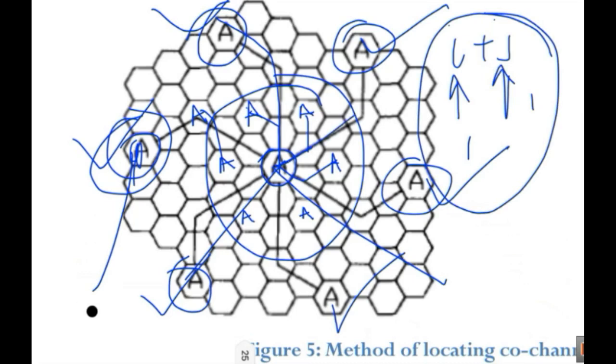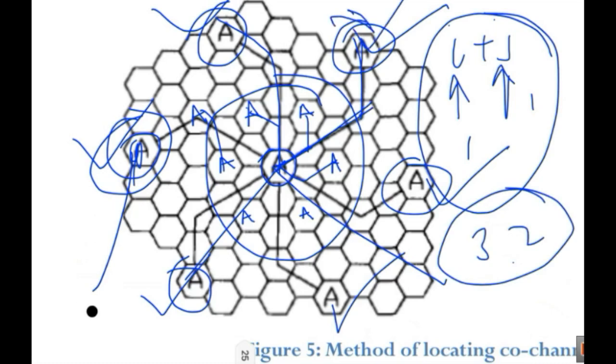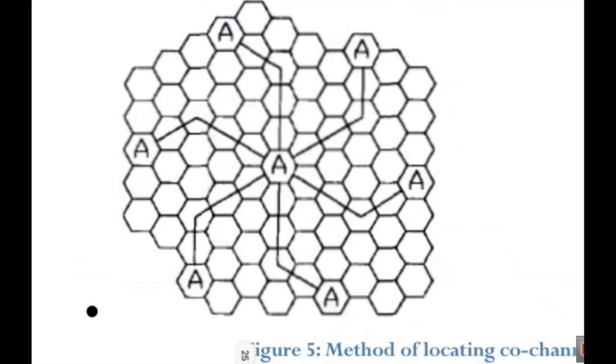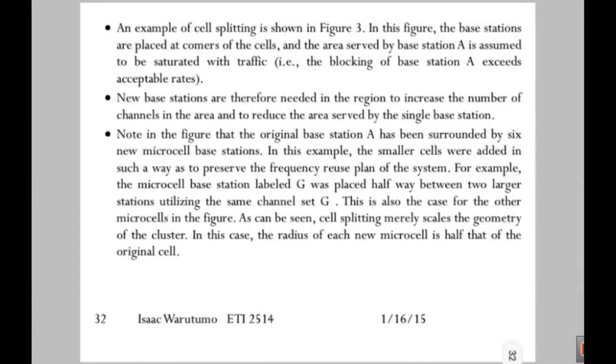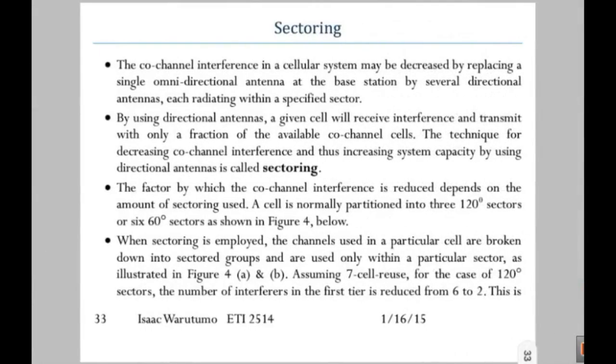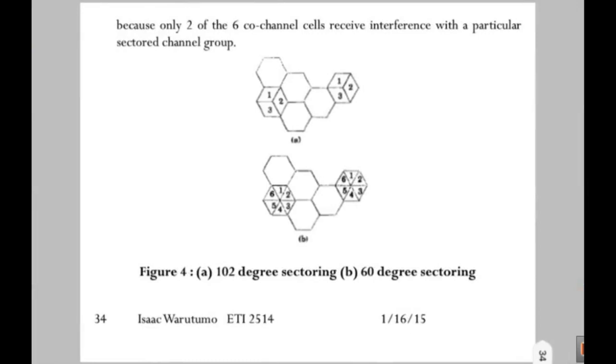But for I is 3 and J is 3, or this means 1 2 3 and 1 2 3, then the tier would be the third one. So that is the concept of tiers that I just wanted to refer to, that you don't take it for granted when you talk about the first tier and the third tier, etc. So this is because only 2 of the 6 cochannel cells receive the interference in a particular sectored channel group.